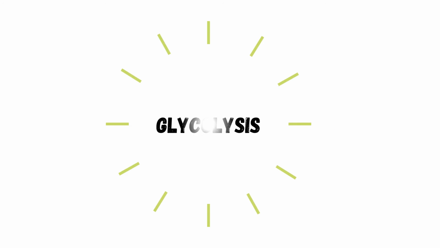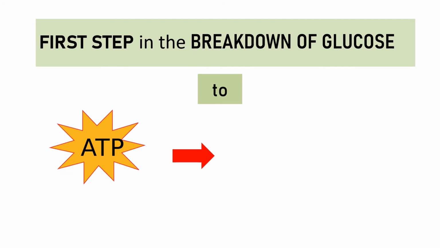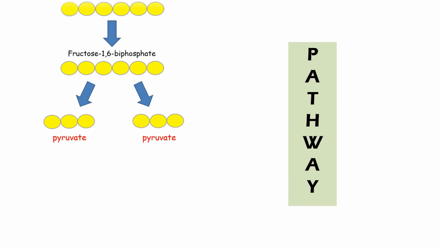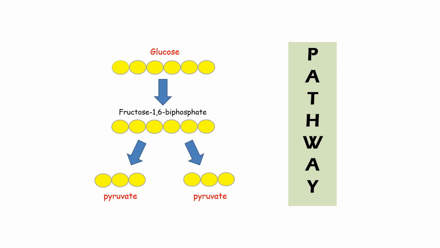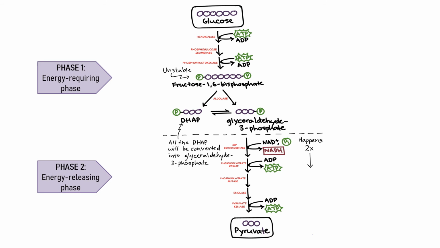Next is glycolysis. Glycolysis is the first step in the breakdown of glucose to extract energy for cellular metabolism. Specifically, this process turns one molecule of glucose into 2 molecules of pyruvate. Glycolysis takes place in the cytosol of a cell and can be broken down into 2 main phases.